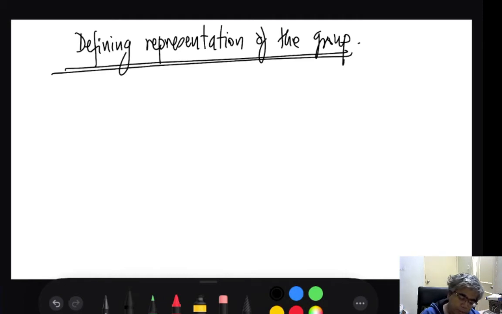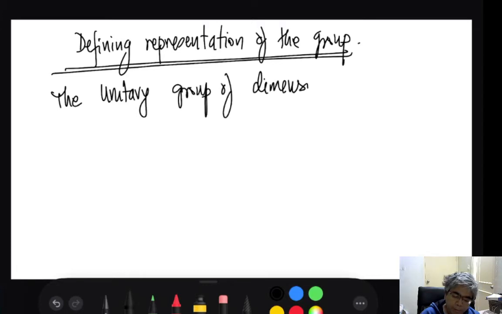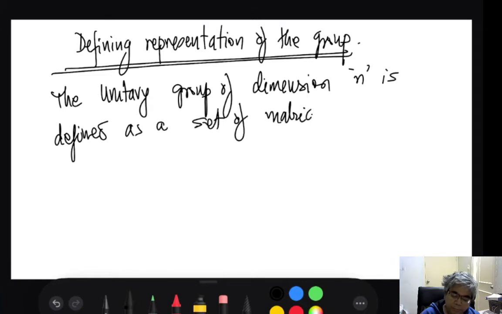Okay. The unitary groups. So the unitary group of dimension n is defined as a set of matrices which are n by n and unitary.